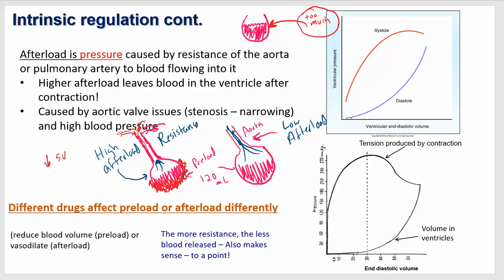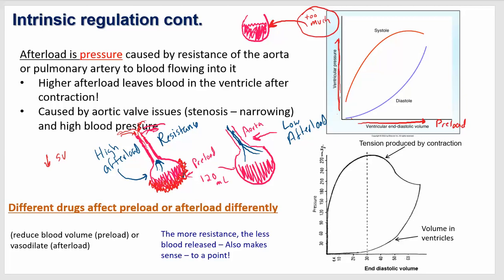Okay, so we are looking at a graph here, and this graph has on the y-axis ventricular pressure, so how much pressure is built up in the ventricles. Then on the x-axis, we have the volume of blood, your end diastolic volume, or your preload. So let's just look at the x-axis first of all.